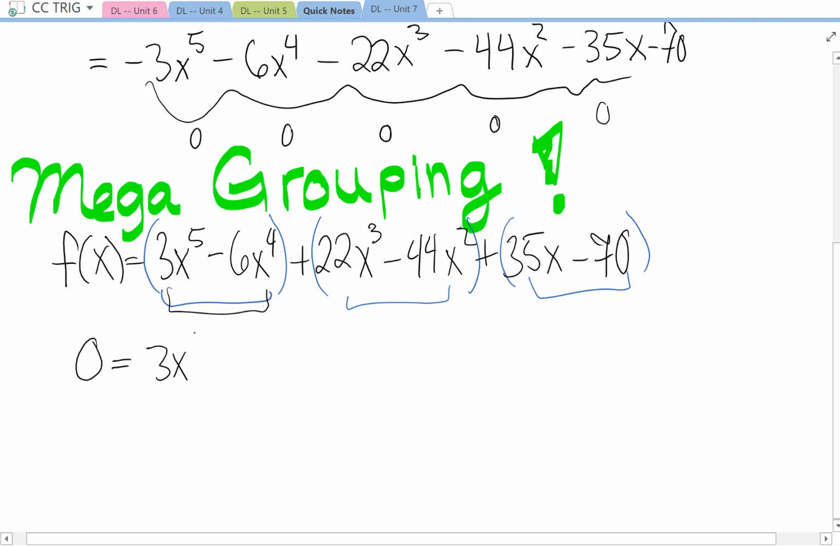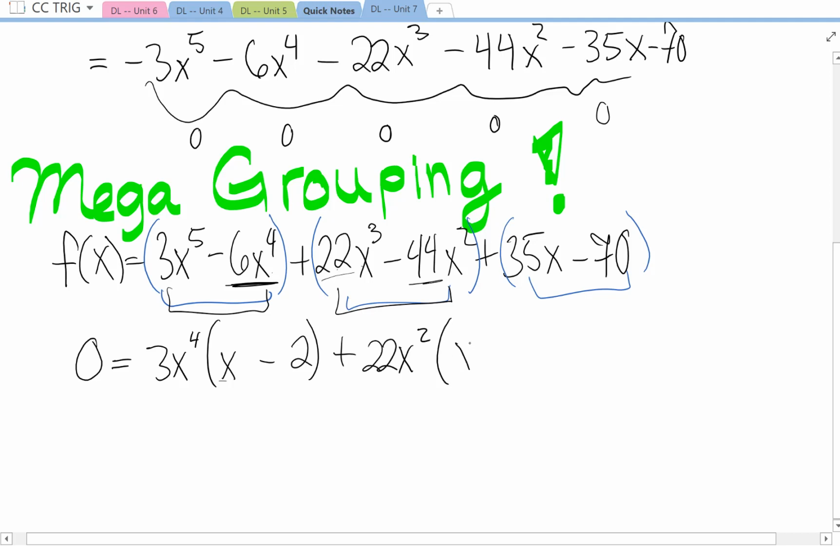3x to the 4th times what gives me 3x to the 5th? You're just missing an x there. And what do you get when you take this term and divide it by this term? You get negative 6 divided by 3, which is negative 2, and x to the 4th is already there. Plus, what can we take out of this? Oh, x to the power of 2, and 22 goes into 44. So I'm going to take out a 22x squared.